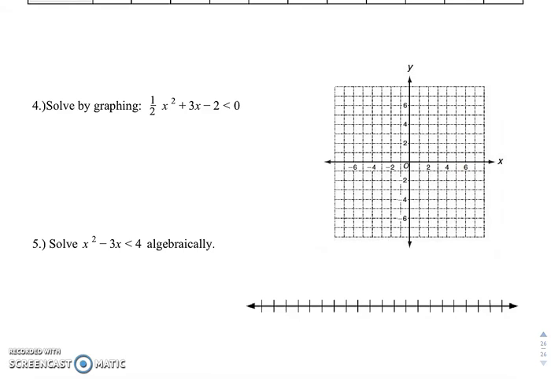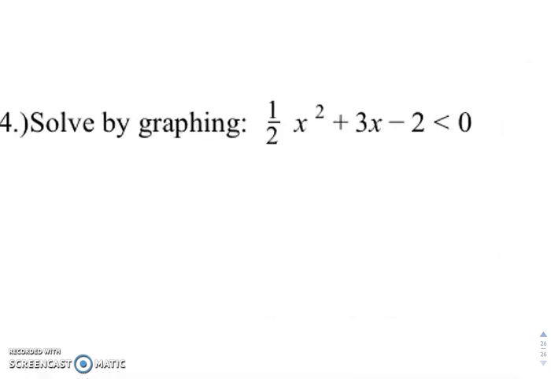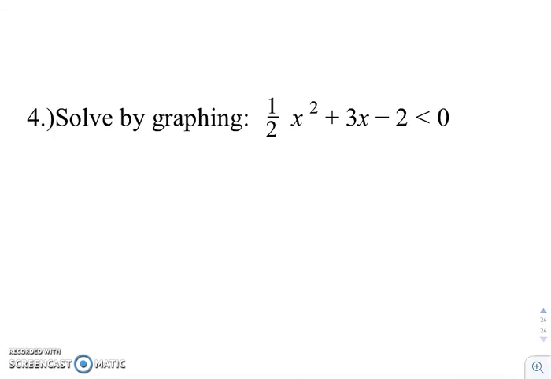Another way to solve a quadratic inequality is to graph it and then see where the solutions would be to shade once you shade your graph. So you'll have to graph it first though. So if we try to graph the inequality 1/2 x squared plus 3x minus 2 is less than 0, we would need to find our vertex.